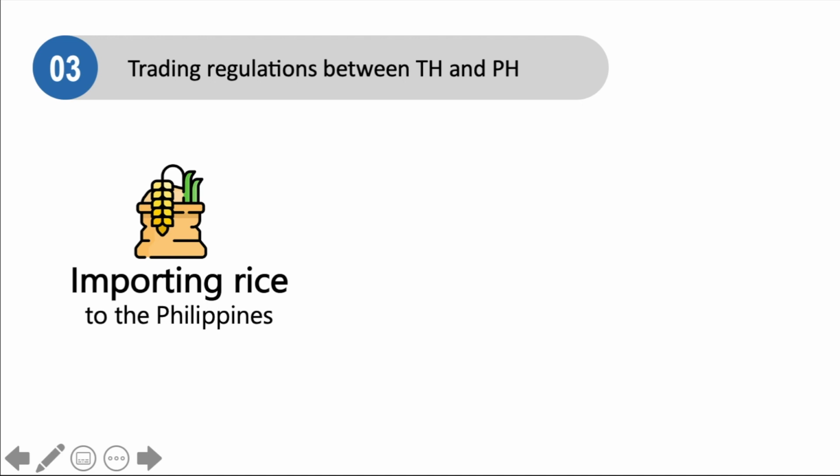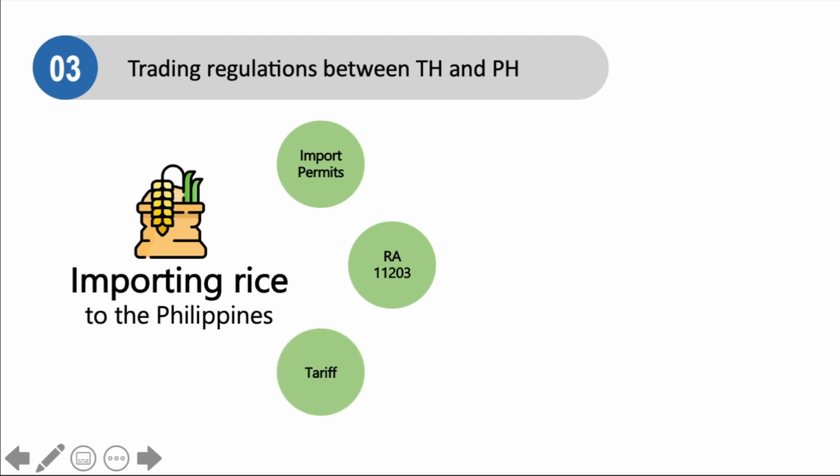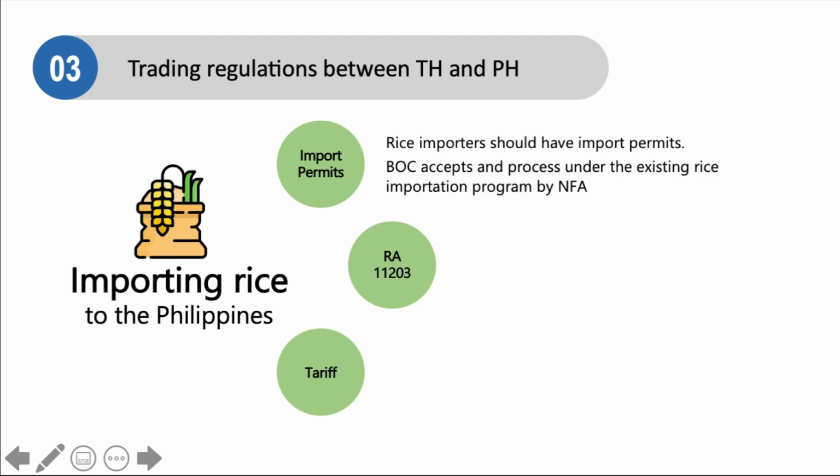According to the National Food Authority, first you need to secure the import permits. Then you have to know that there is Republic Act 11203 and the tariff arrangements. So for import permits, rice importers should have import permits wherein the BOC accepts and processes this under the existing rice importation program by the NFA, or the National Food Authority of the Philippines.